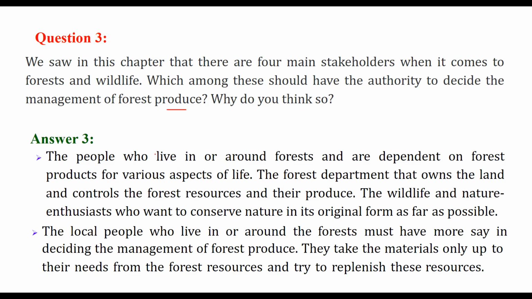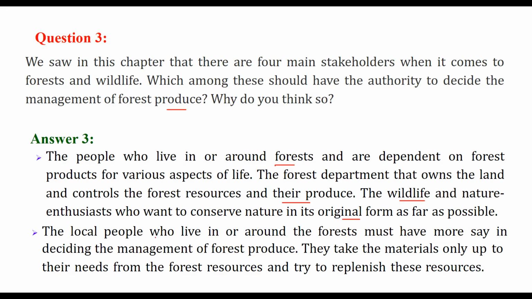First of all, the people who live in or around forest, they are totally dependent on this forest, because they don't have anything else, they can produce everything from it. They are totally dependent on the products of forest for various aspects of their life. And the forest department that owns the land and controls the forest resources and their produce. Then the wildlife and the nature enthusiasts, who are activists, who want to conserve the nature, because they know the power of the nature and the importance of the nature in its original form as far as possible.